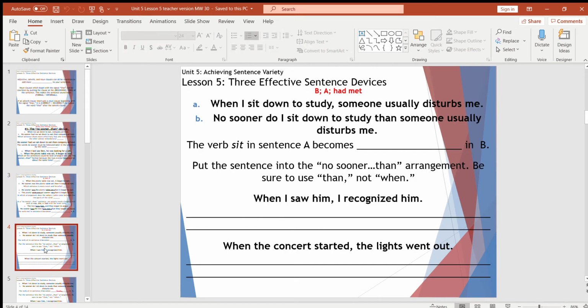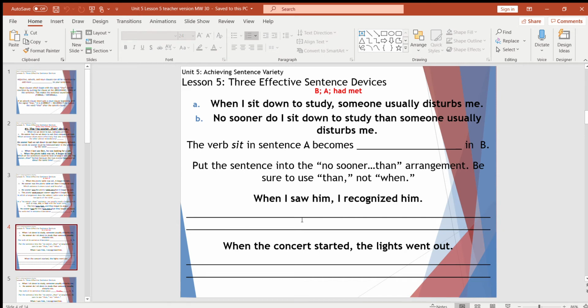When I sit down to study, someone usually disturbs me. No sooner do I sit down to study than someone usually disturbs me. So in A, the verb was sit, but in B, it became what? It became do sit, right? So we put in the helping verb of do. So let's put these sentences into the no sooner than arrangement. Be sure to write than, T-H-A-N, not T-H-E-N, or not when, okay?